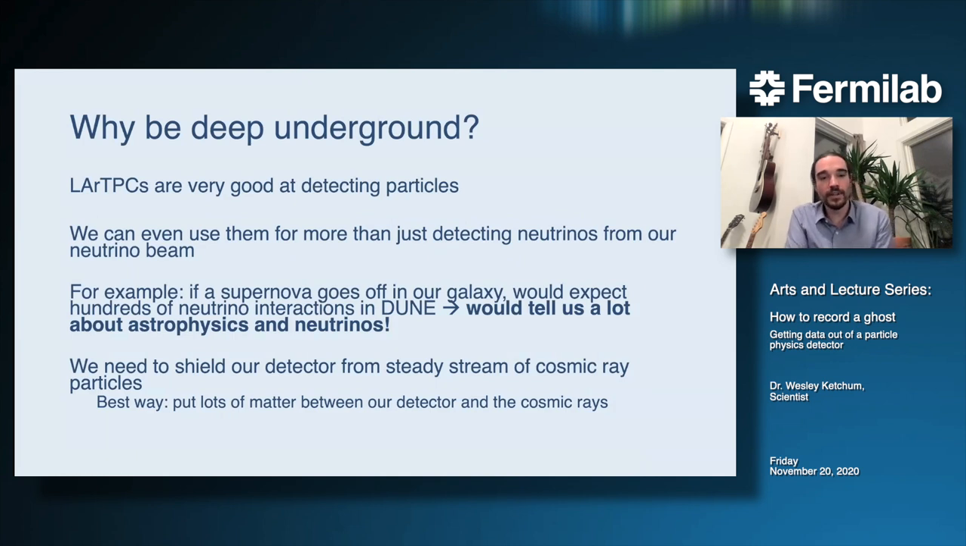It's important to be deep underground because you saw from before the impact that cosmic rays can have on our data. One of the things that we want to do in DUNE is to be able to see neutrinos from other sources that aren't just the beam. So for instance, if a supernova goes off in our galaxy, we'd expect to see hundreds of neutrino interactions in DUNE, and that would tell us a lot about astrophysics and about neutrinos. So by putting the detector deep underground, we can shield it from that steady stream of cosmic ray particles.